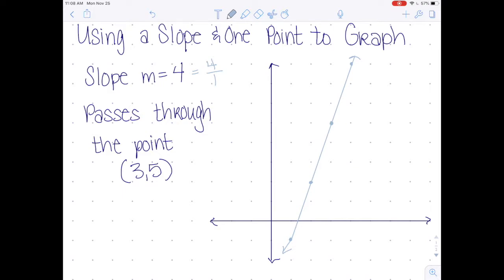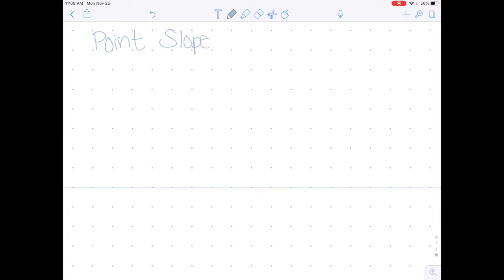Okay, so now let's focus on the new formula we're going to use. This formula is called point slope form. And the way I remember this is if I have 2 points, then I need to use point slope. If I have a slope and 1 point, then I need slope intercept. Okay, so point slope form is y minus y1 equals m, which is still slope, times parentheses x minus x1.